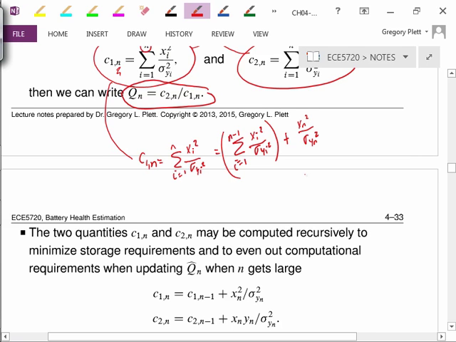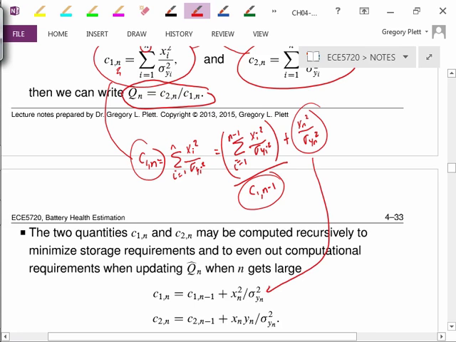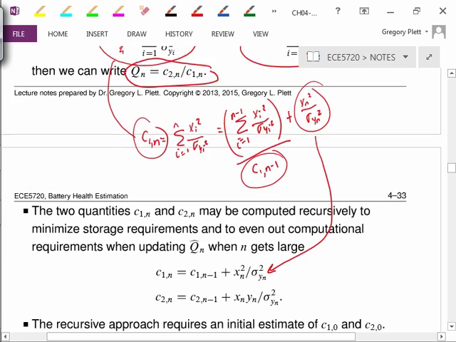So this is an equation that can be updated. If I have c1,n minus 1, then c1,n is the previous value for that variable plus a very simple update to it, and we have that written down here for c1. We can do something very similar for c2 and say that c2,n equals c2,n minus 1 plus xy over sigma squared.